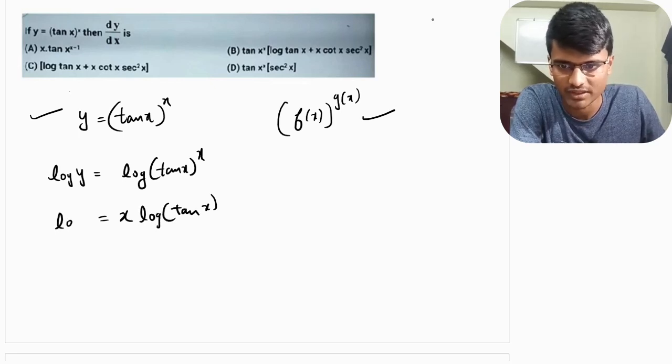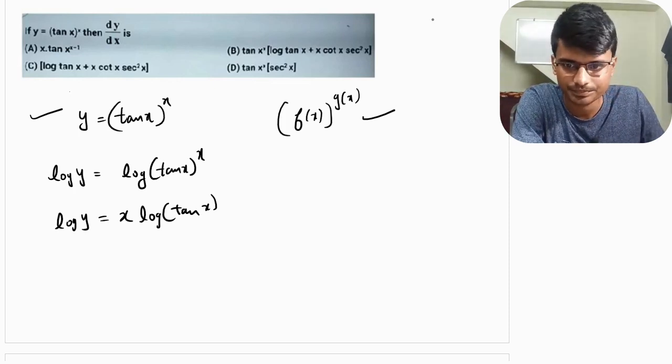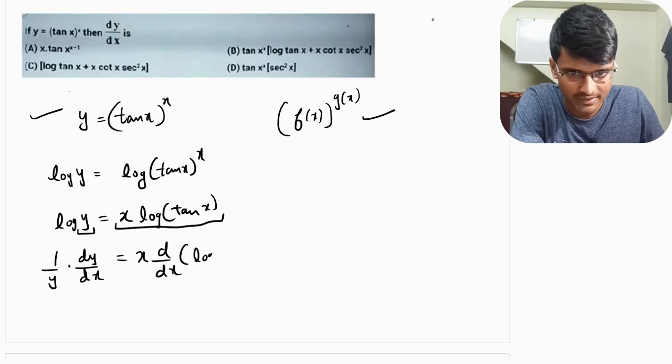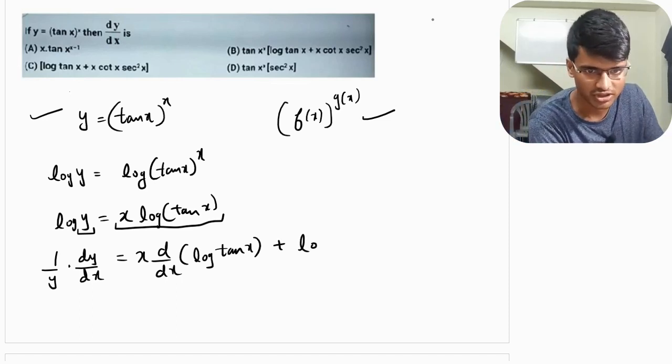Now I'll apply differentiation on both the sides. Differentiating log y, I'll get 1 by y times dy by dx. I've applied the chain rule. Now here I apply the product rule. First function x, differentiation of log tan x, let me write it completely, plus second function log of tan x, differentiation of x.